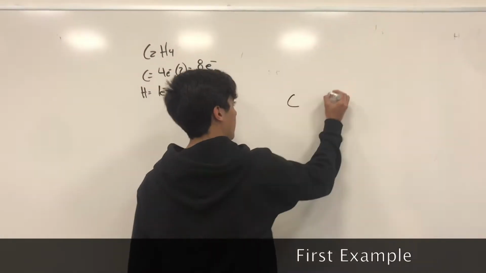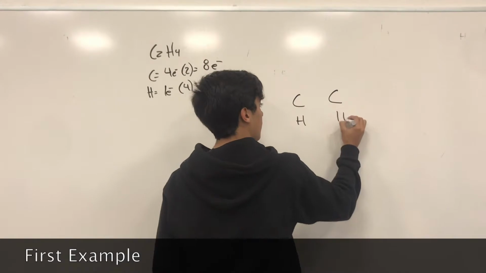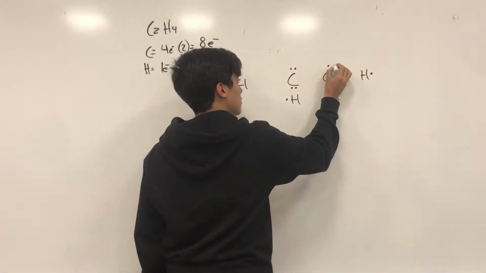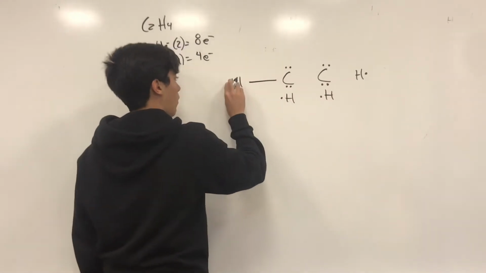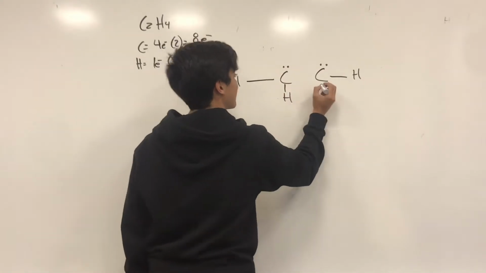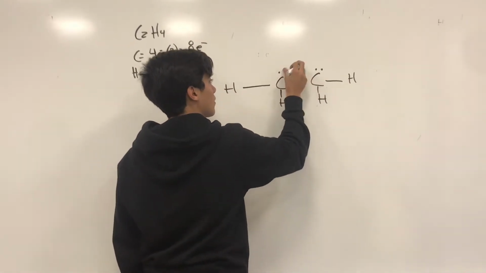This is a compound of methane, and this is the Lewis structure. First, you set up the elements with the respective valence electrons. Carbon has 4 and hydrogen 1. Then you make the bonds, and you erase the electrons.